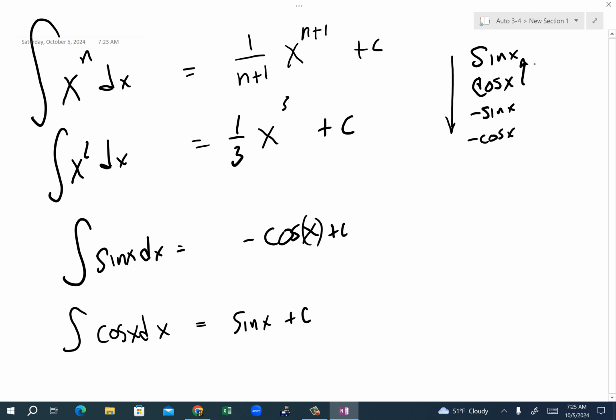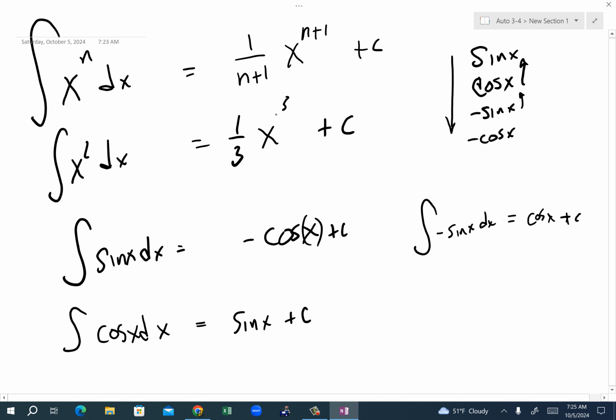Okay. What about from minus sine? Well, the antiderivative of minus sine is cosine. But I didn't have minus sine, Jay. I had positive sine. I know. So what does that do? It just flips the sign. Just flips the sign.